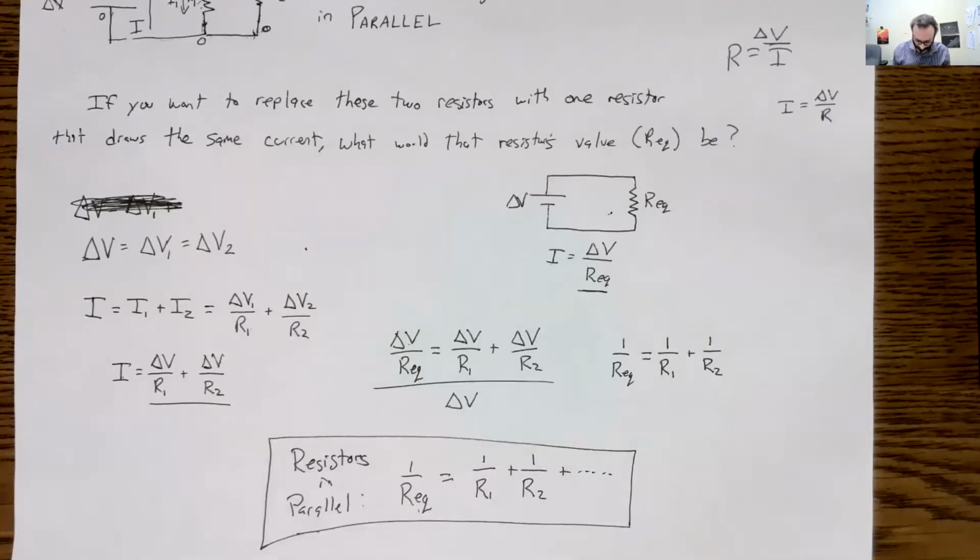Yeah, because it's 1 over R. So the greater the resistance you have for one of them, and the less resistance you have for the other one, is just going to decrease the number. Exactly.